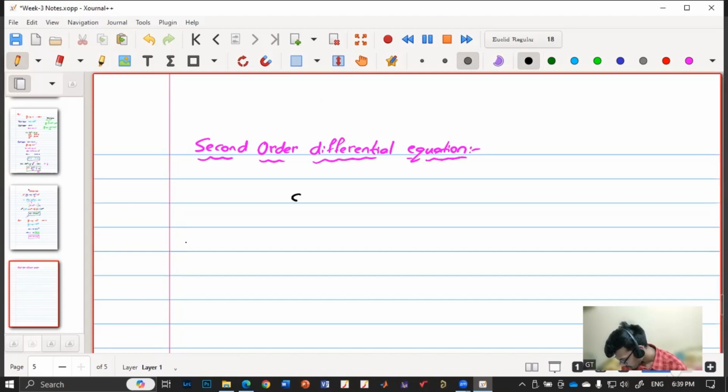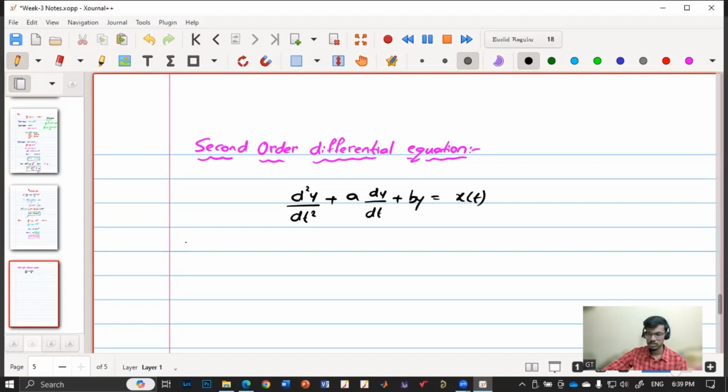So second order is something like d square y by dt square plus a into dy by dt plus b y is equal to x of t. So how to solve this type of questions?